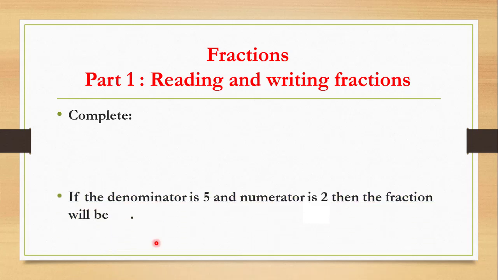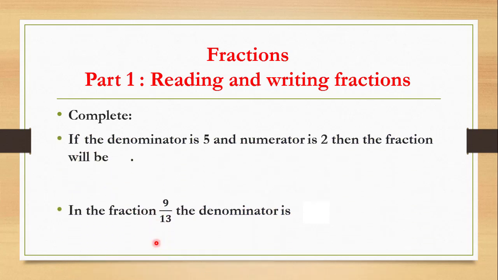Let's take an exercise. Complete: if the denominator is 5 and the numerator is 2, then the fraction will be, okay, denominator means the bottom number, numerator is 2, this is the top number, so I write 2 over 5. Okay, and the fraction 9 over 13, the denominator means the bottom number, so the denominator here is 13.